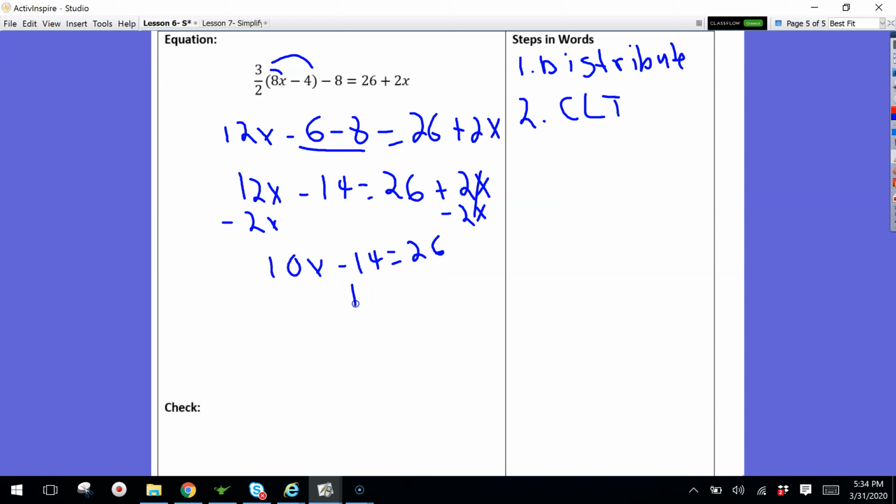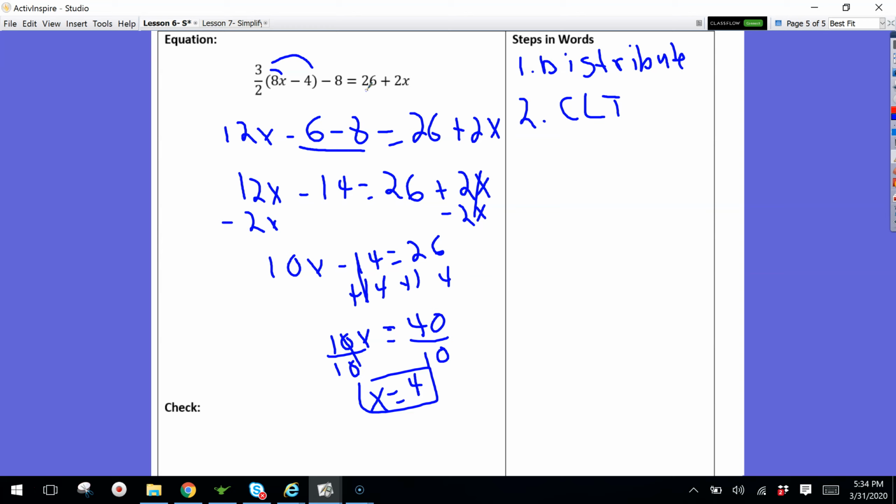And now here we're going to add 14 to both sides. And so when we do that, we get 40. And then we divide by 10. And we're going to get that x is equal to 4. How can I check? Well, if I plug in 4 to this side and plug in 4 to this side and get the same thing for both sides, then I'm good.